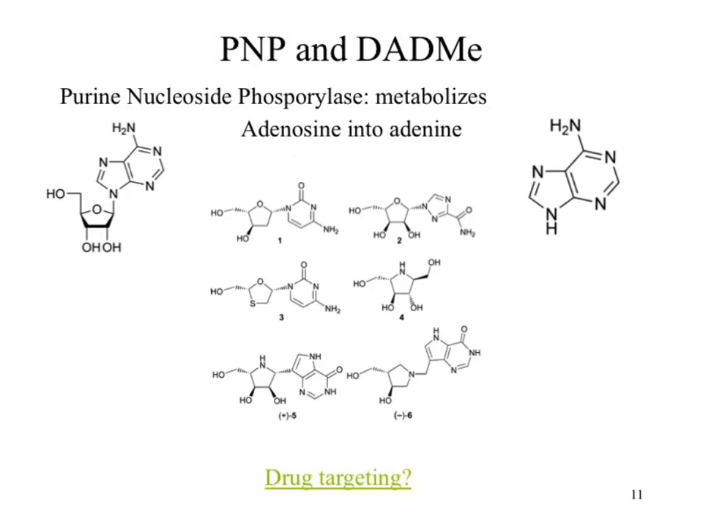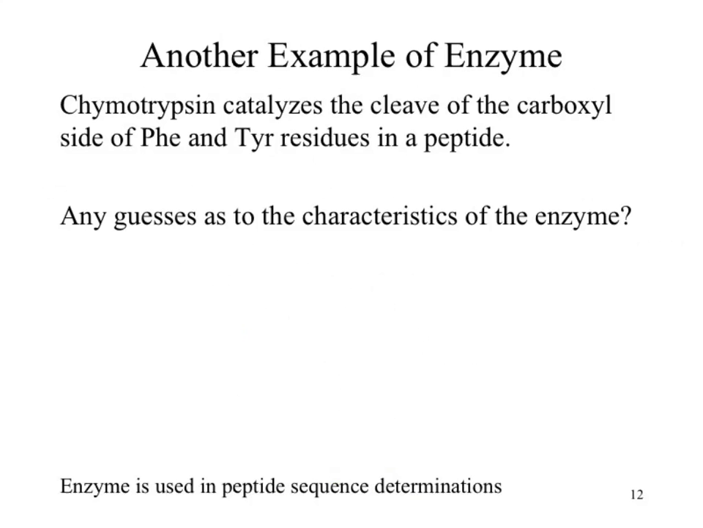Okay. Another example for our enzyme is you can look at chymotrypsin. It catalyzes the cleavage of the carboxyl side of phenylalanine and tyrosine residues in a peptide. Okay. Any guesses as to the characteristics of the active site in the enzyme? What do phenylalanine and tyrosine have in common? They both have that aromatic ring within their structure. That aromatic ring happens to be characteristic within the active site of this enzyme.